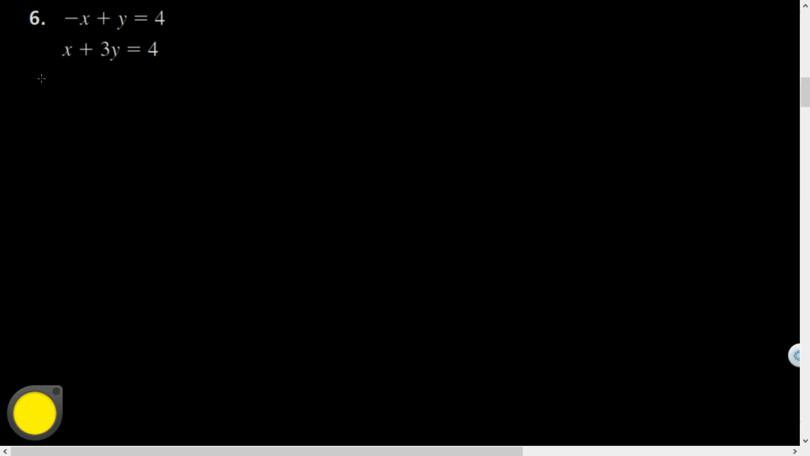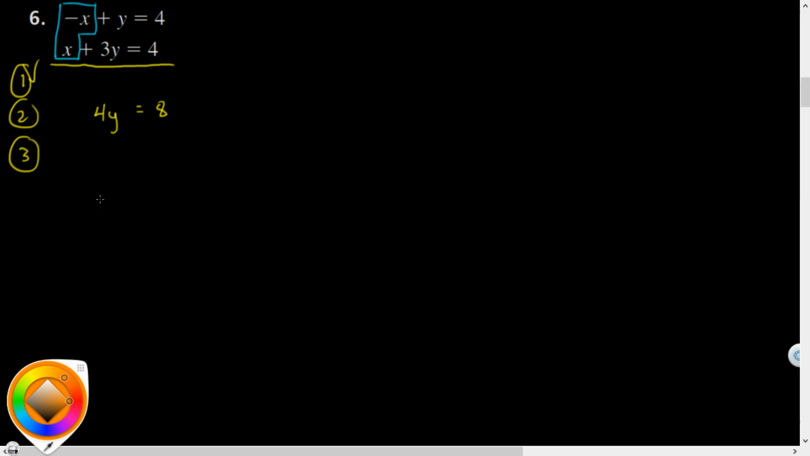Let's take a look at another problem. Question 6. Step 1 is done. Notice that I conveniently have opposite coefficients for the x's. So step 2, add them up. Negative x plus x is 0, so don't even write it. Y plus 3y is 4y, and that's equal to 4 plus 4, which is 8. I've got to have everything lined up in order to add it that way. Step 3, let's solve that variable. Divide both sides by 4.